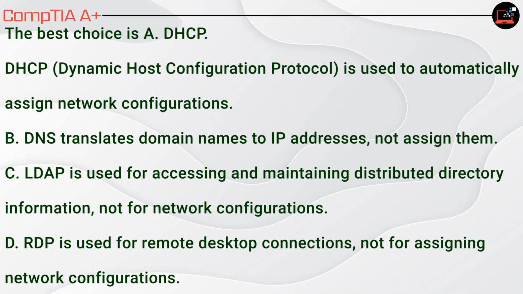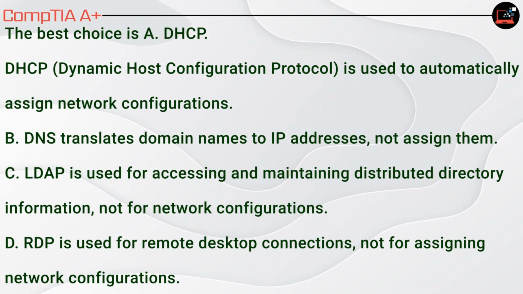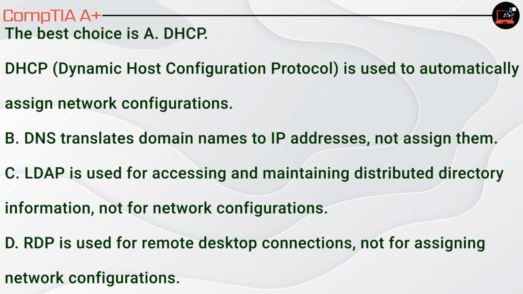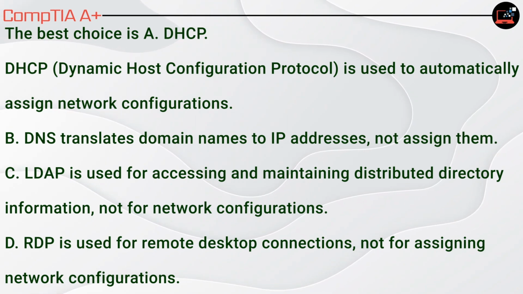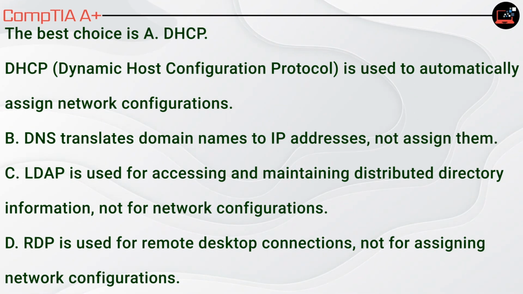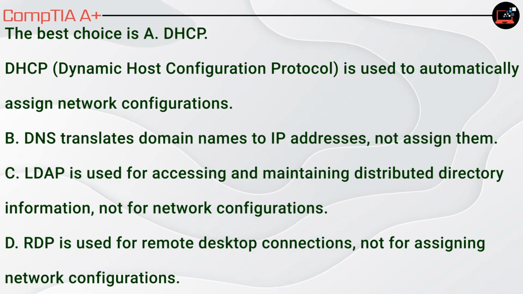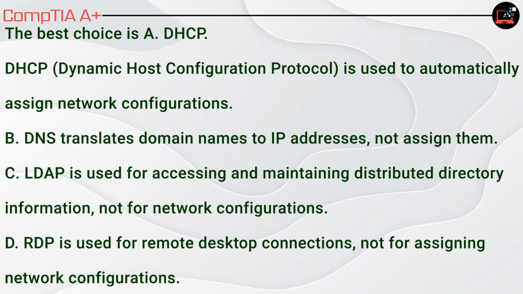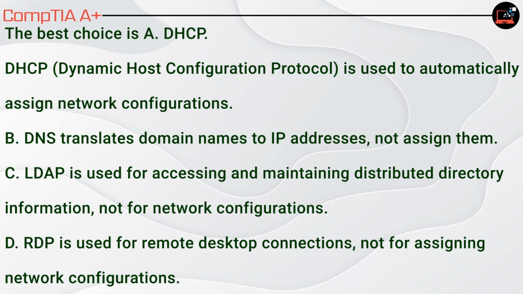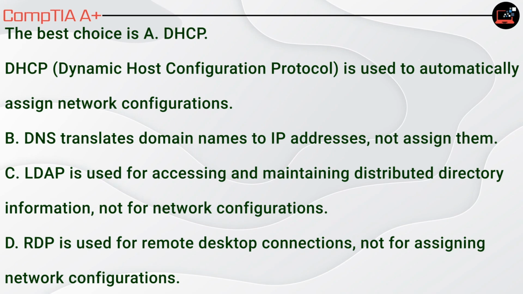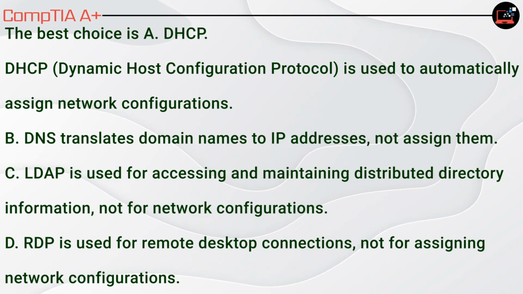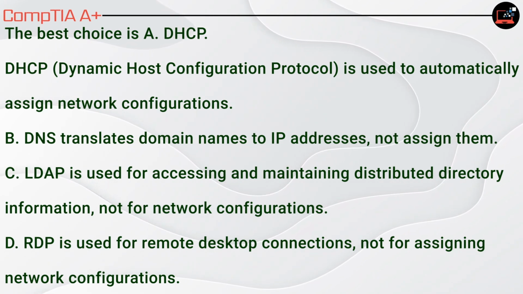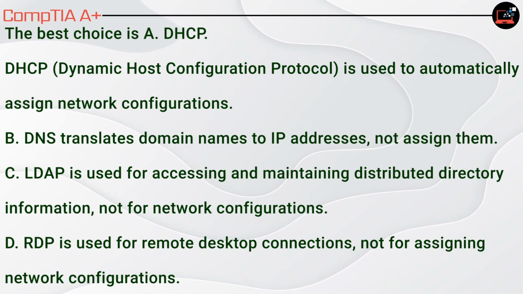The best choice is A. DHCP. DHCP, Dynamic Host Configuration Protocol, is used to automatically assign network configurations. B. DNS translates domain names to IP addresses, not assign them. C. LDAP is used for accessing and maintaining distributed directory information, not for network configurations. D. RDP is used for remote desktop connections, not for assigning network configurations.